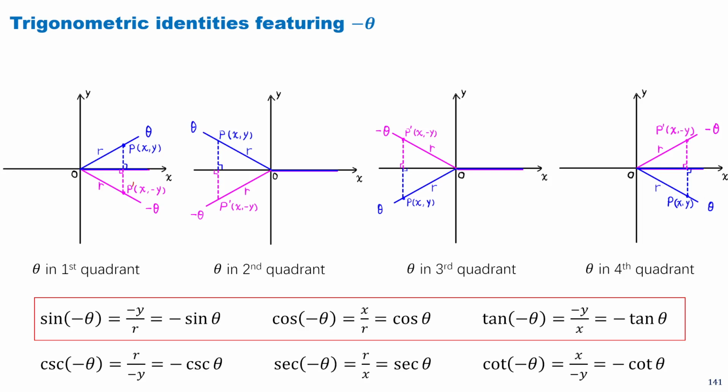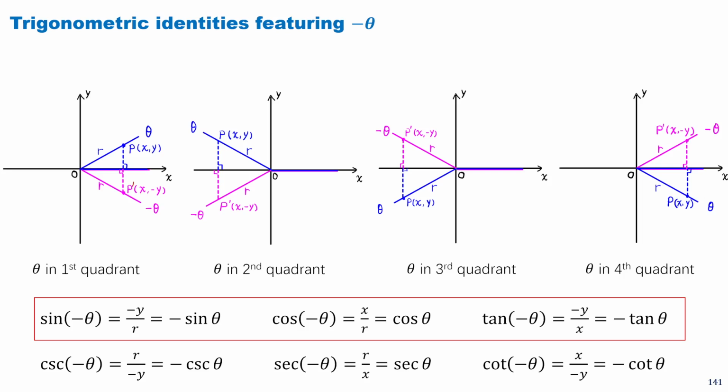Okay, so suppose we have a theta here. The initial arm is on the positive side of the x-axis. The terminal arm could be anywhere. It could be either in the first, second, third, or fourth quadrant, or on the x or y axis. So we'll just have a look at the case where the terminal arm is in the first quadrant here. For other cases, the method should be the same.